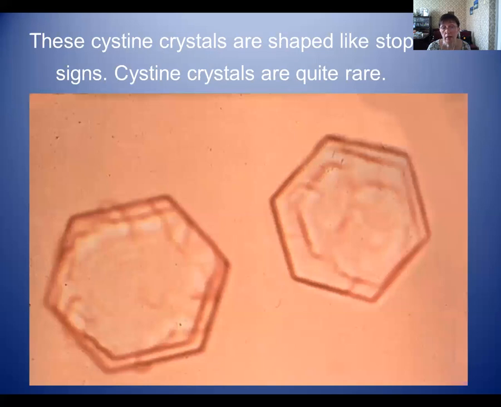Here is the picture of cystine crystals shaped like stop signs, and they are not common in normal urine but may be present in the case of nephrolithiasis.